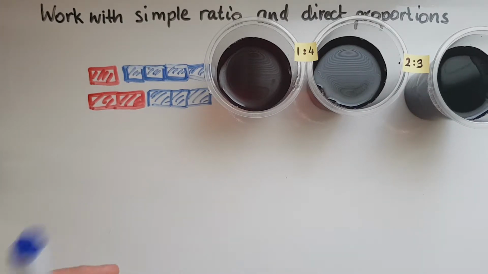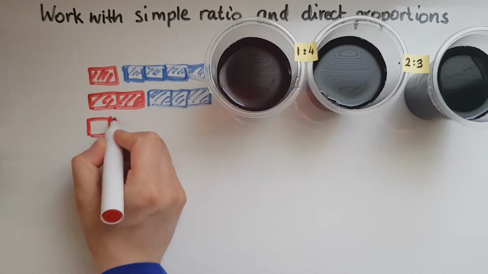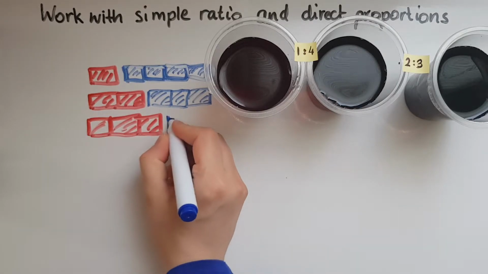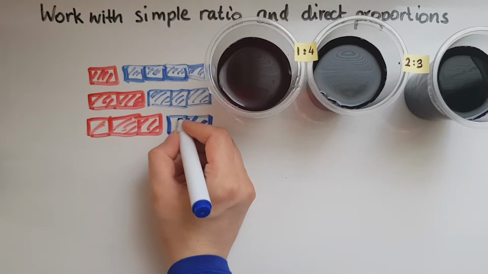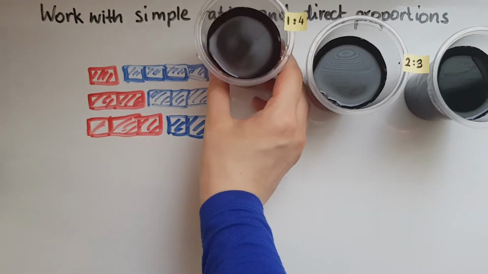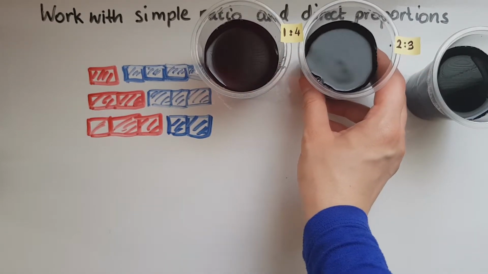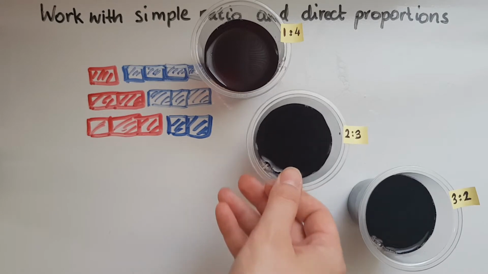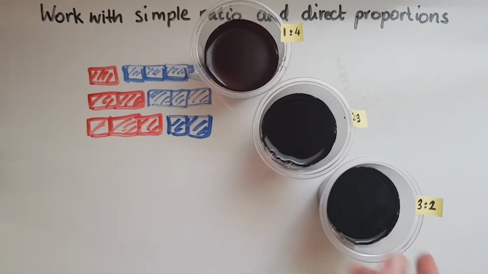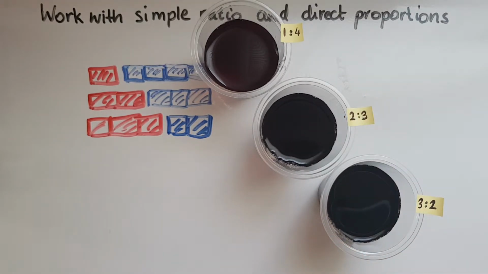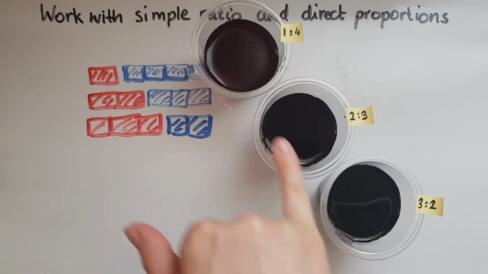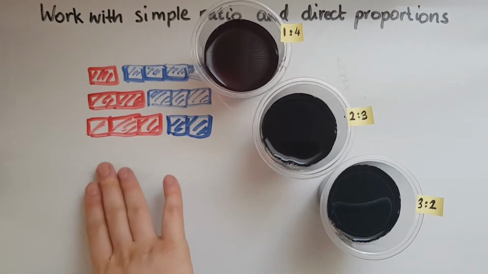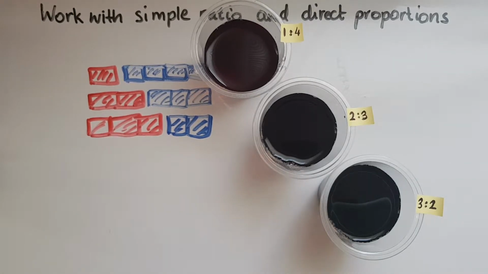So that is 3 parts juice and 2 parts water. So this is the 1 to 4 ratio, this is the 2 to 3 ratio, and this is the 3 to 2 ratio. We're talking about the ratio of juice to water. And the drink gets darker and darker because there is more juice in it, so it's more concentrated. So if we mixed 4 parts juice with 1 part water, it will be even darker.